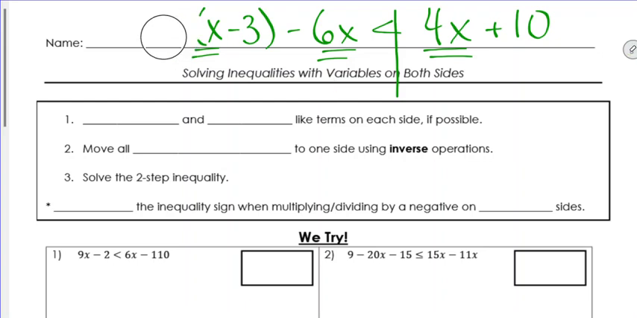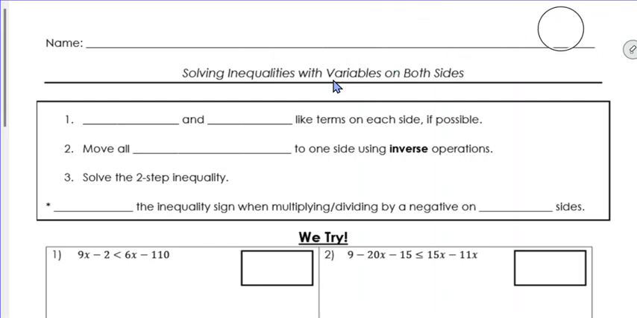Actually, we're going to start it out the same way, though. We're still going to distribute and combine like terms first on either side. Distribute and combine like terms on each side if possible. Sometimes you won't have to. But first we're just going to deal with one side, and then we'll start moving stuff from one side to the other.